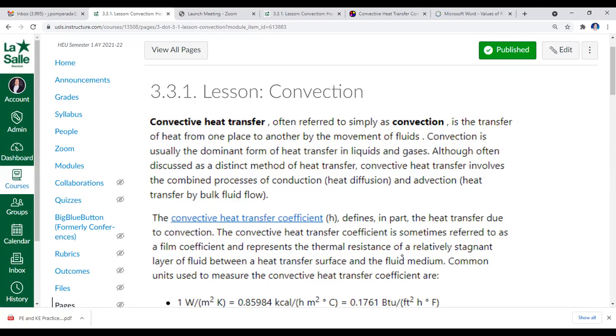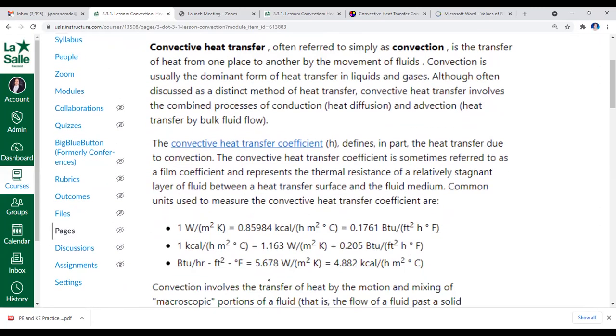Commonly used units to measure the convective heat transfer coefficient are the ones that you are seeing here. The most common is watt per square meter per Kelvin. It has its equivalent in BTU per feet squared per hour per degree Fahrenheit, as well as another set of metric units, which is kilocalorie per hour meter squared degree Celsius.